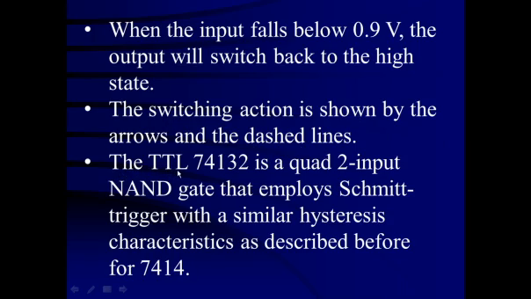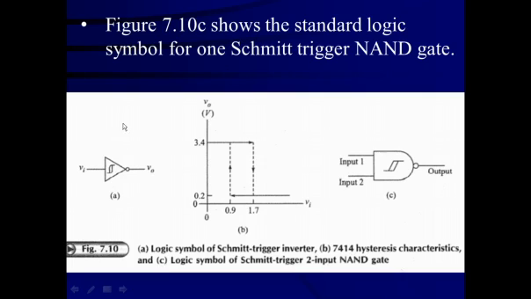The TTL 74132 is also a quad 2-input NAND gate that employs a Schmitt trigger with a similar hysteresis characteristic as described before for the 7414. You can see all the things here. Figure 7.10c shows the standard logic symbol for one Schmitt trigger NAND gate. This is a NOT gate, 7414, which has 6 hex inverters, NOT gates.